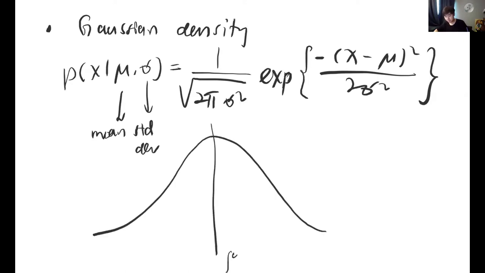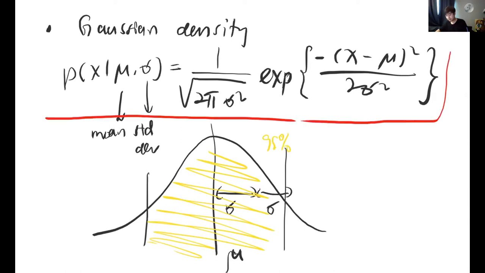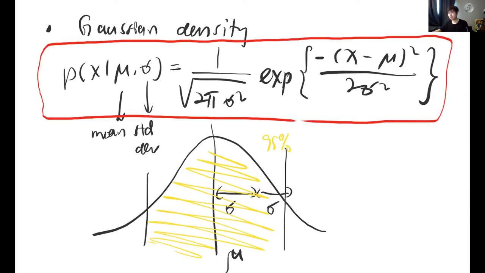So of course this is what it looks like. This would be where your mu is, and then typically the distance between two sigma might be this region, which might be something like 95% of all your probability mass. Just to give a reminder. Later you will be using this form to write a bit of code, as you will see.